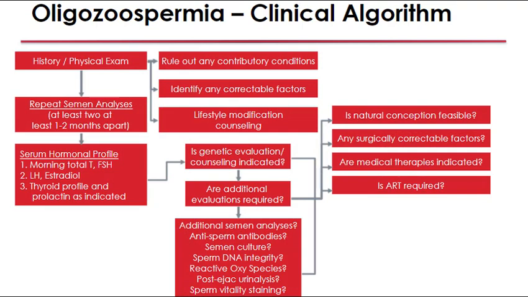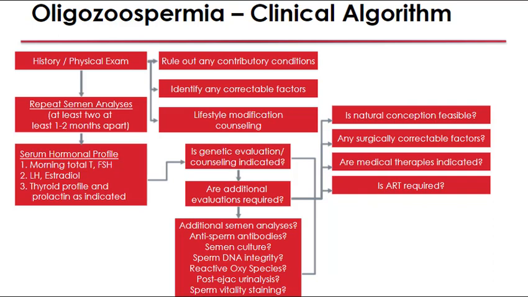After completing the evaluation, let's discuss the management phase. Generally, for oligozoospermia, there are 4 options. First, if natural pregnancy is feasible, timed intercourse may be an appropriate next step. Alternatively, if the partners do not accept any further fertility management, timed intercourse may be the only option.